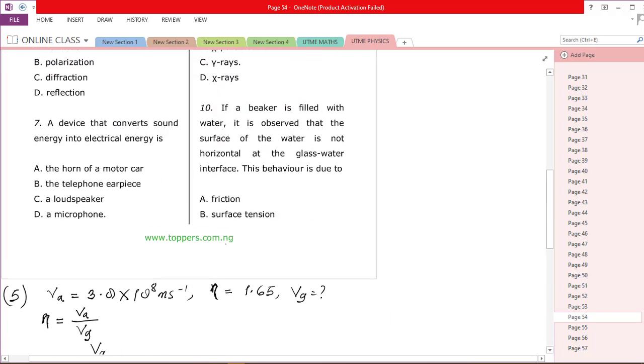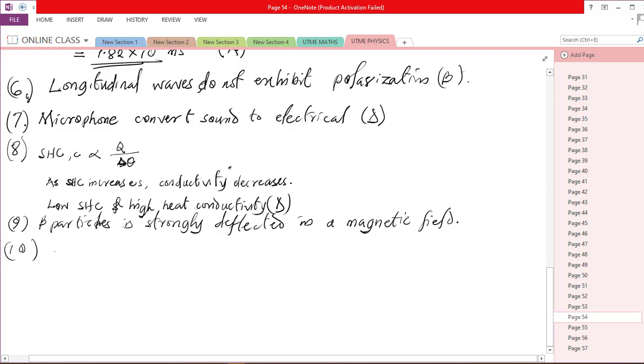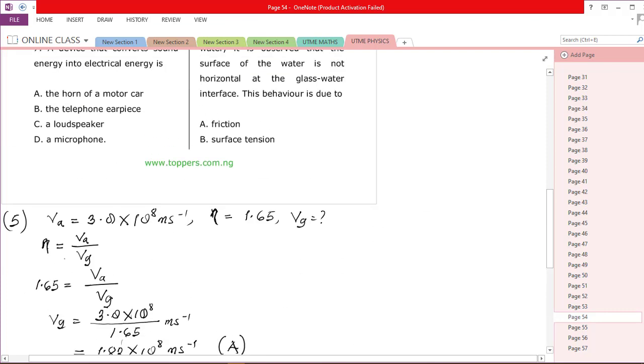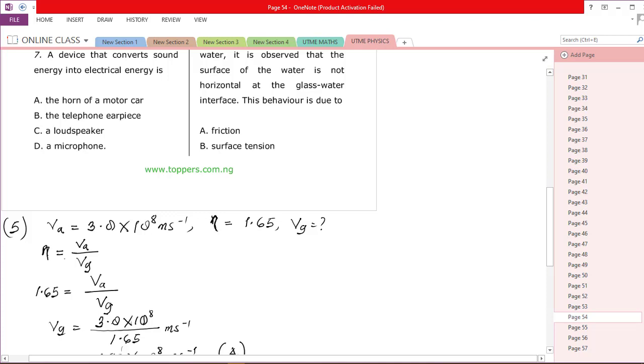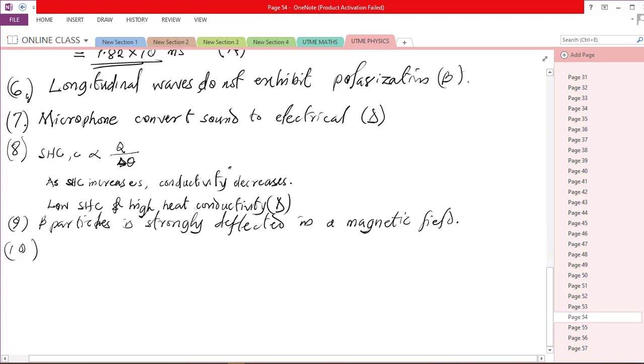Surface tension makes the surface of water behave as if it is covered with something there. So we don't see it directly like that. So the surface will not be as normal as we see it. So the answer there is surface tension. Another time they can ask the question that the surface of water or liquid behaves as if it is covered with an elastic material. So it goes together. It's still surface tension.